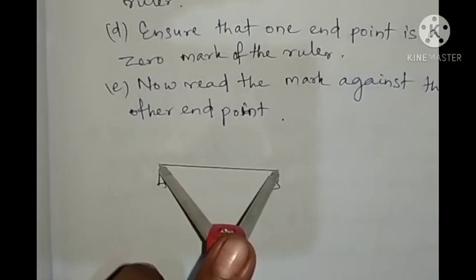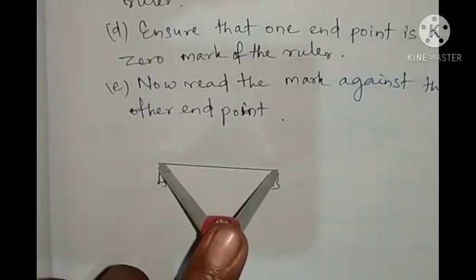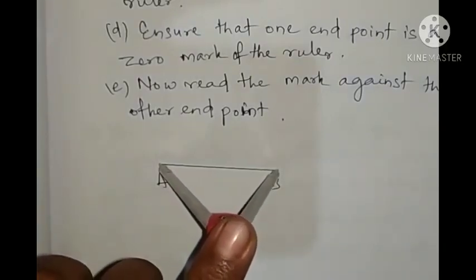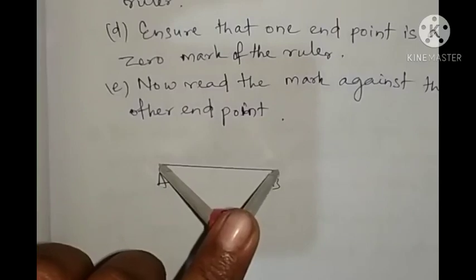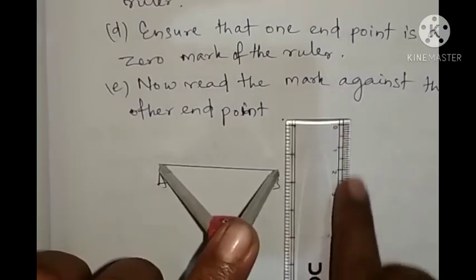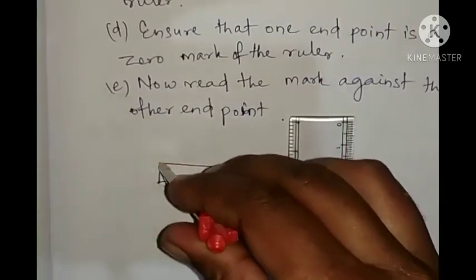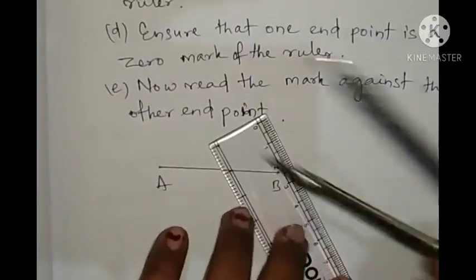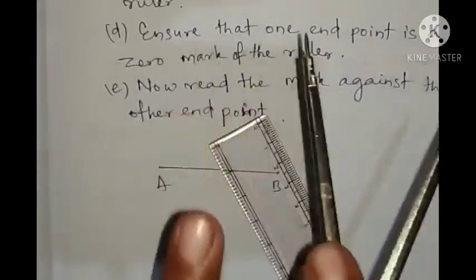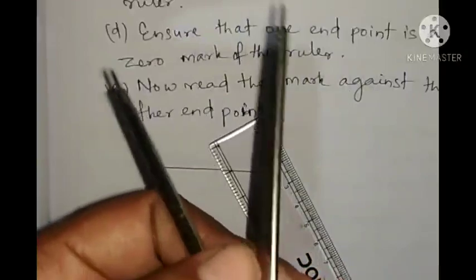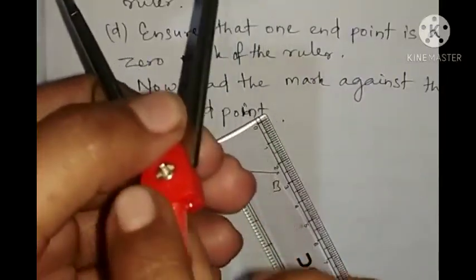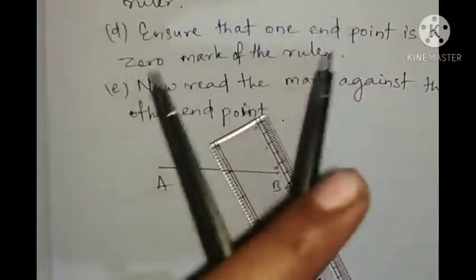Look at here. Now we got AB on the divider. What you will do? Now you take a scale. So here we have 0. Don't disturb or don't move this one. So where you will hold? You will hold in this place so that it cannot be disturbed.